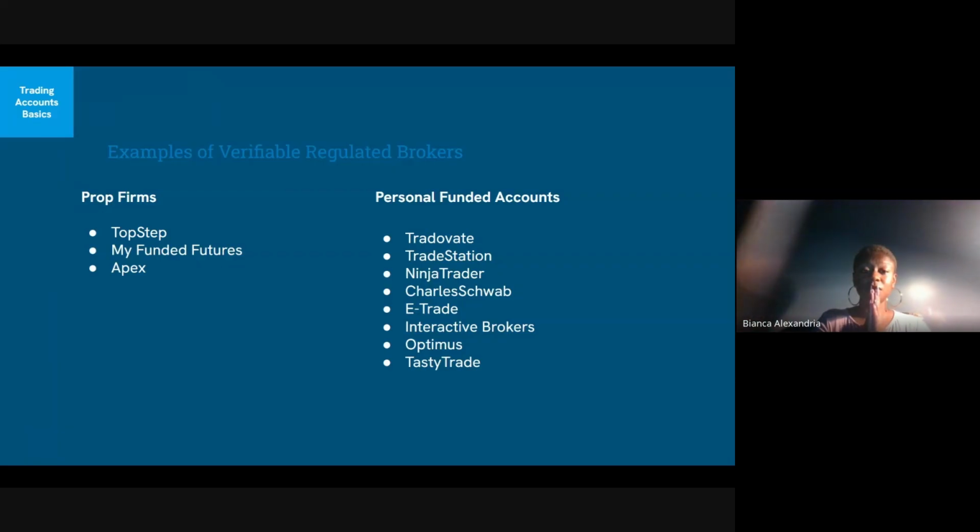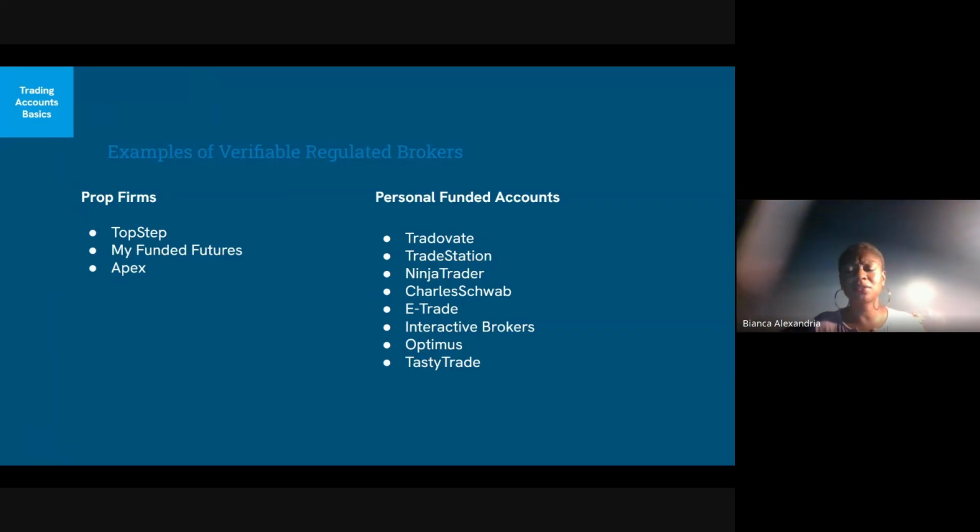Okay, so these are a couple of firms that you can use. These are the proprietary firms, the ones that I recommend. And I say recommend loosely. I know people who have used My Funded Futures. I haven't personally. I've used Apex, which is not my favorite. Top Step is consistent. You're going to get your money as long as it's not anything fraudulent.